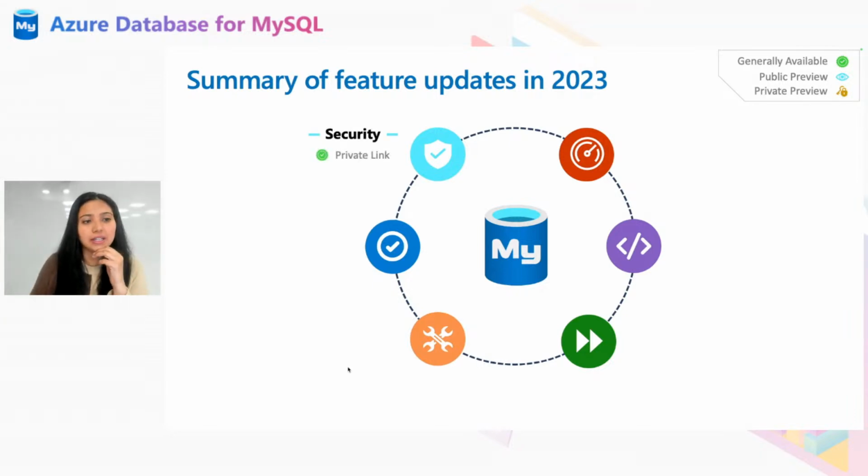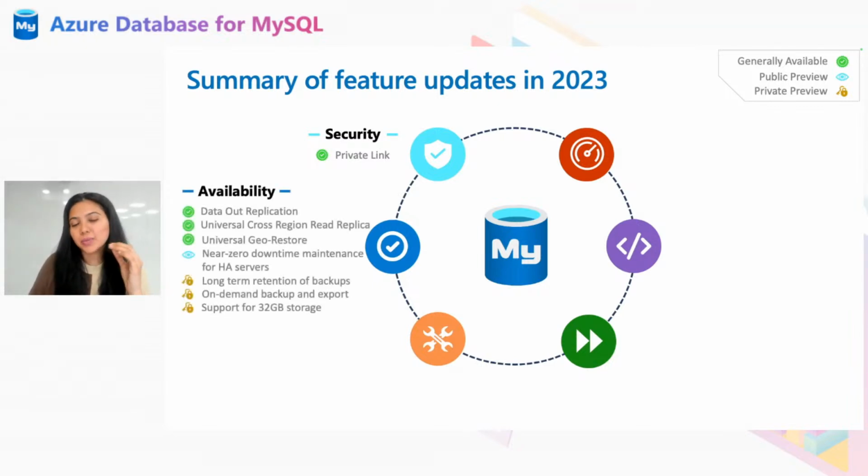Firstly, security, right? After we released the support for customer managed keys and Azure Active Directory, or what it's called now as Azure Entra ID authentication, we released in general availability the private link integration. You can connect to Azure Database for MySQL Flexible Server using a private endpoint, just like you do with any other resource within your VNet using its IP address.